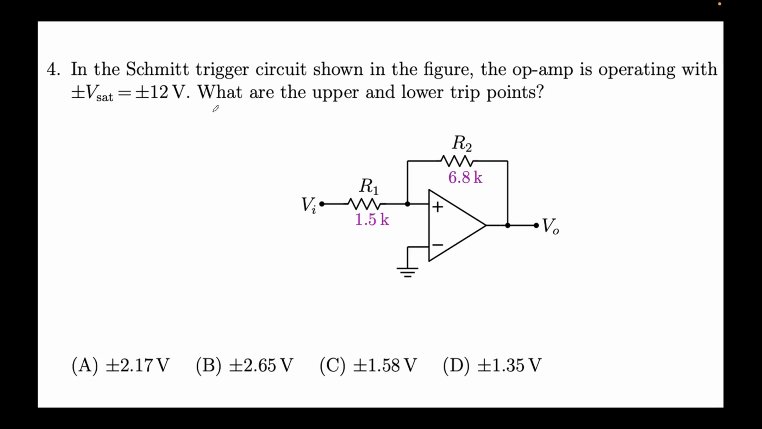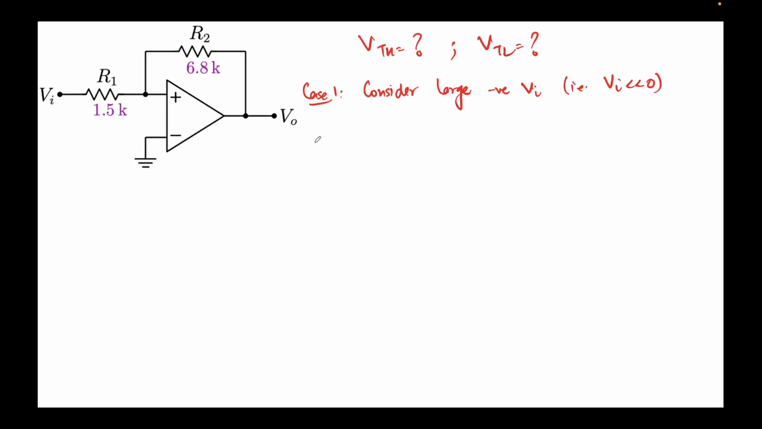It says that in the Schmitt trigger shown in the figure, the op-amp is operating at plus minus Vsat equal to plus minus 12 volts. So this is plus 12 volts, this is minus 12 volts. We are required to find upper and lower trip points, so VTH and VTL. So these are also called the trip points. So this is the upper trip point, and this is the lower trip point. Okay, so this is the circuit, and we are required to find the upper and lower trip points.